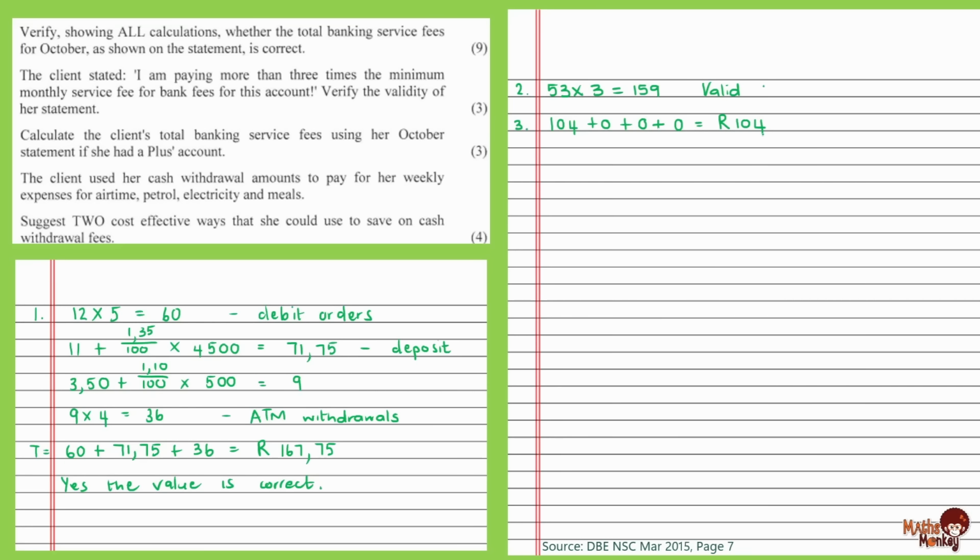Okay. Now, in case you're confused by how many questions and which question I'm reading, guys, just have a look at the mark allocation, right? So this 9 marks is for this first question. This 3 marks is for the second question. This 3 marks is for the third question. And now we're at question number 4. Okay, so question 4 says, the client used her cash withdrawal amounts to pay for her weekly expenses for airtime, petrol, electricity, and meals. Suggest 2 cost-effective ways that she could use to save on cash withdrawal fees.